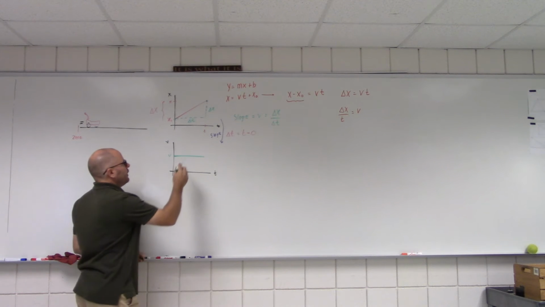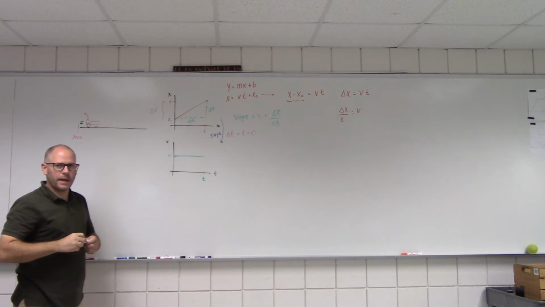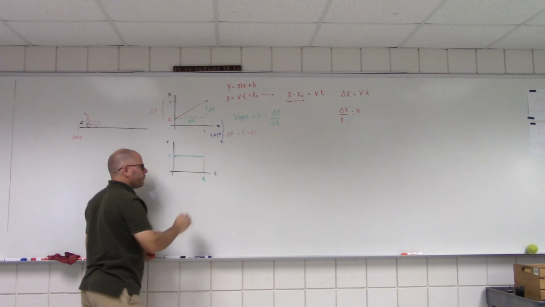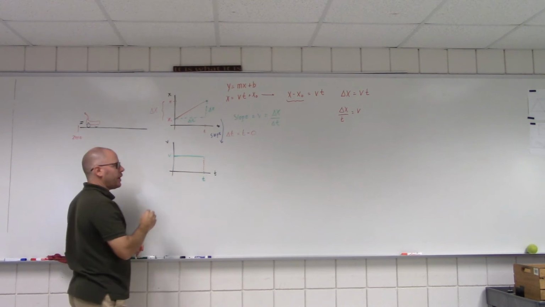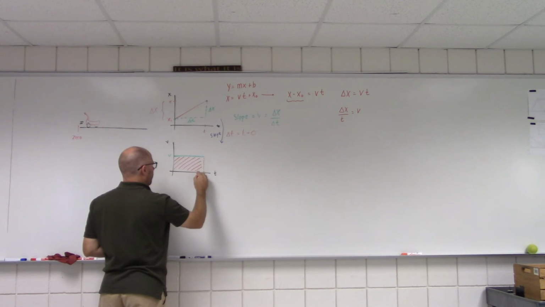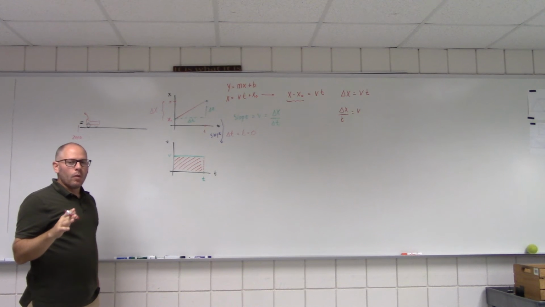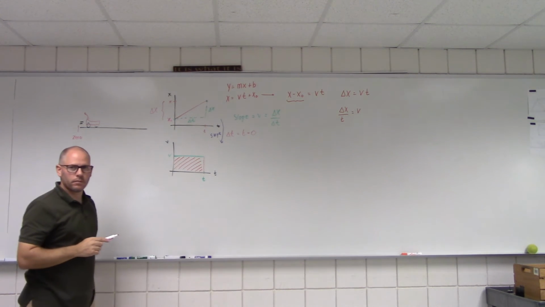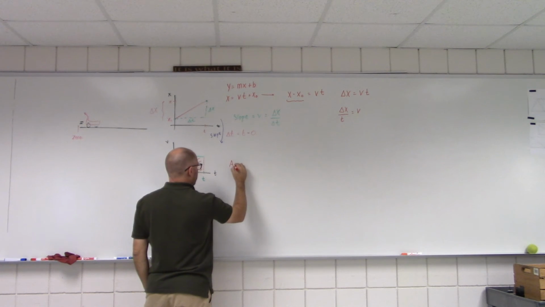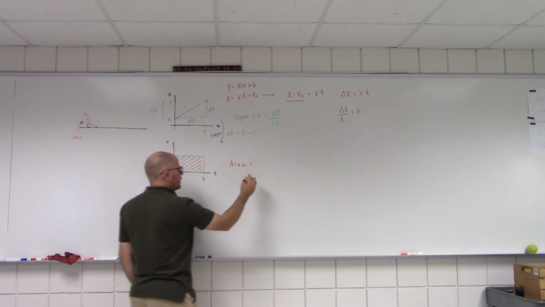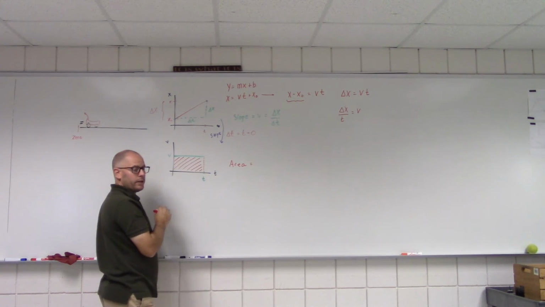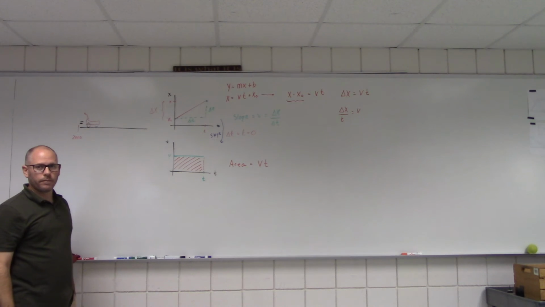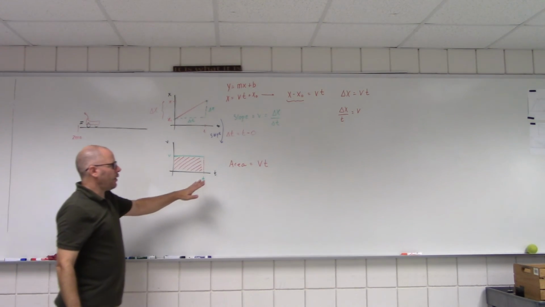I'm going to come over here to this graph. This is the same time t. That's the same time t there. And what I'm going to do is drop down a vertical and create a shape here. This shape is a rectangle. Let me shade it. I wonder what the area of that rectangle looks like. Well, it's a rectangle, so it's base times height. So my base value is the time. My height is the velocity. So the area of this rectangle is equal to vt.